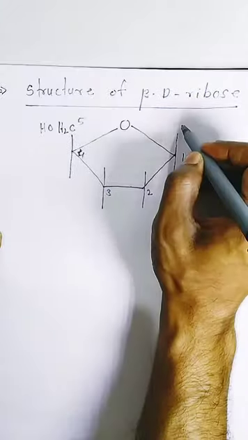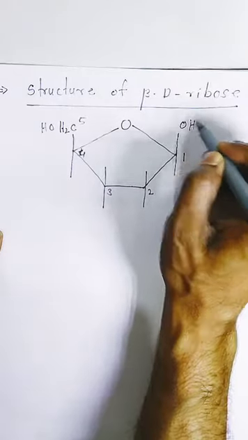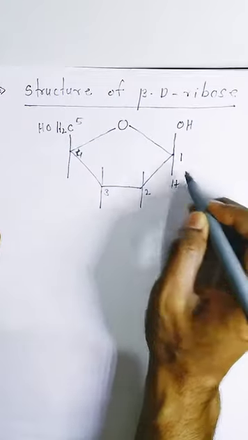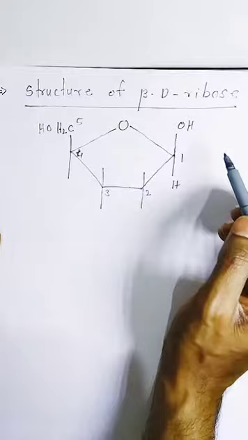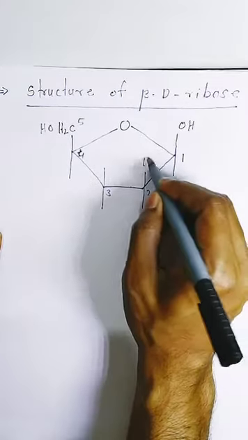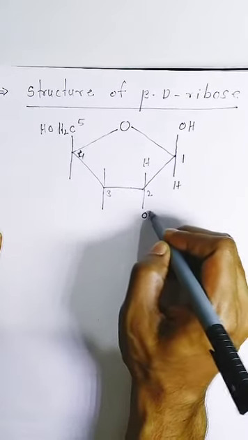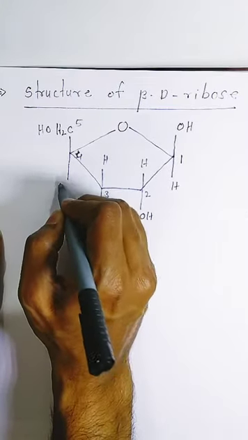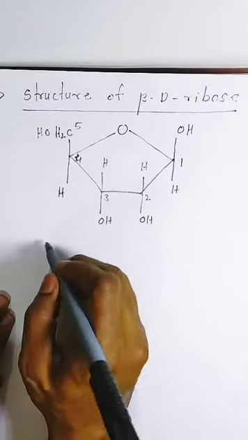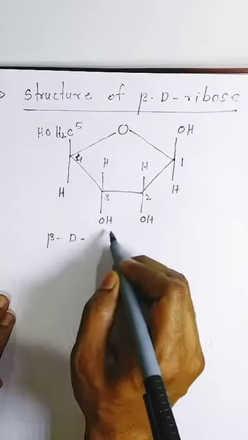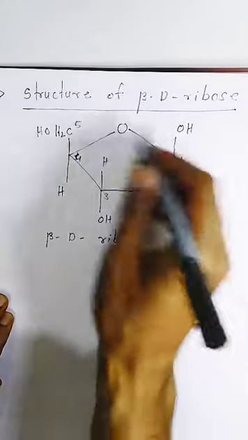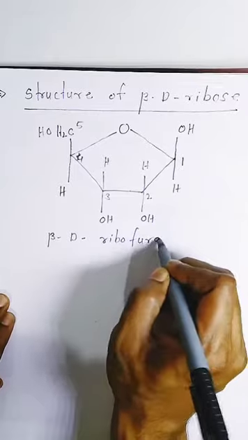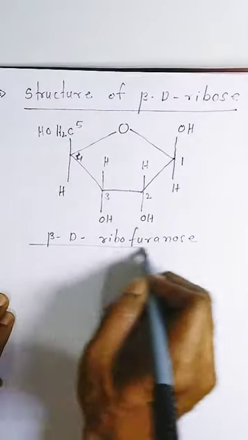Now students, because it's beta, the OH will be in the upward direction and H will be down. That is why we call it beta D ribose. This is beta. The name is what? Beta D ribo, and because it is a furan ring, furanose. We call it furanose. This is the sugar molecule.